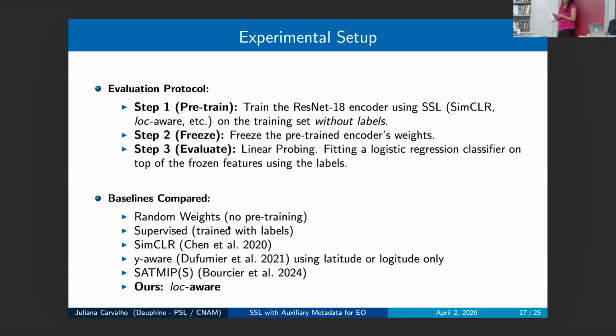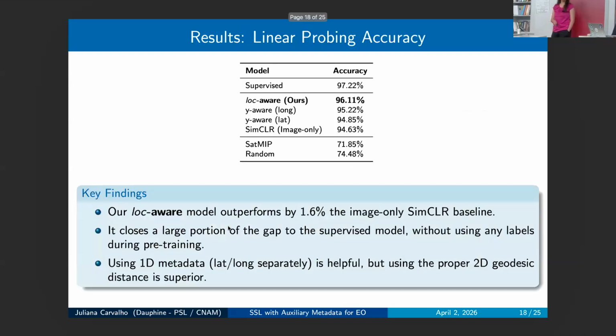And how we conducted our experiment: basically we pre-trained the SimCLR framework using a ResNet-18 as an encoder. And after pre-training, we froze the encoder's weights. And next, we evaluated it using linear probing by fitting a logistic regression classifier on top of the frozen features. And after this, we compared our results. We called our loss a location error loss, to be similar to the Y-Aware loss, and compared it to the random, supervised, and other versions of Y-Aware.